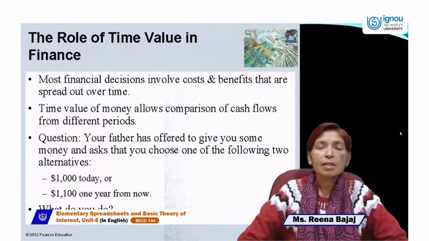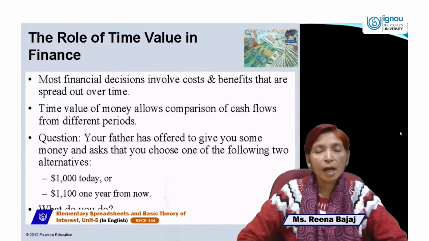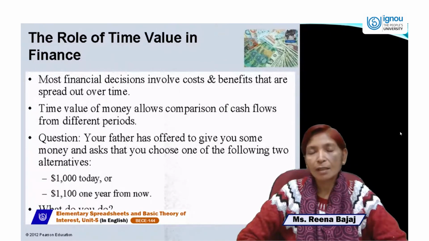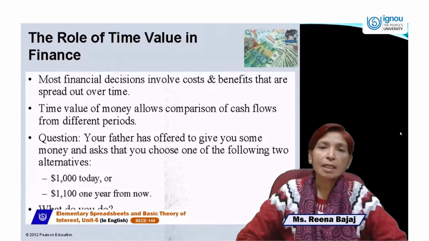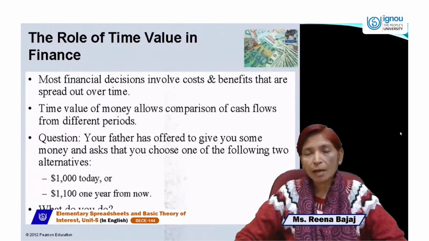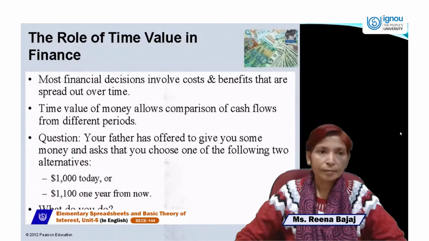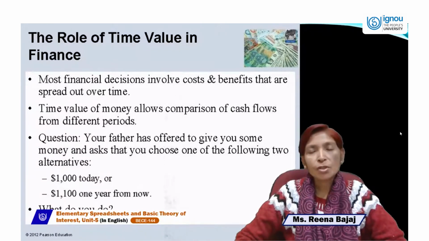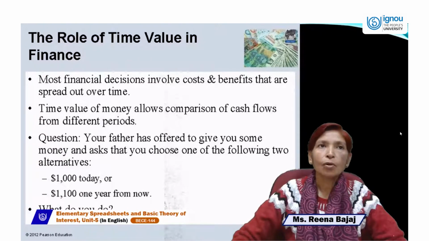If money is very necessary, and we have to use money in our business enterprises currently, then we have to sacrifice the benefits which we will get in future. And if we can sacrifice the present need, then we will get a higher amount in future. So most financial decisions involve cost and benefit that are spread out over time.